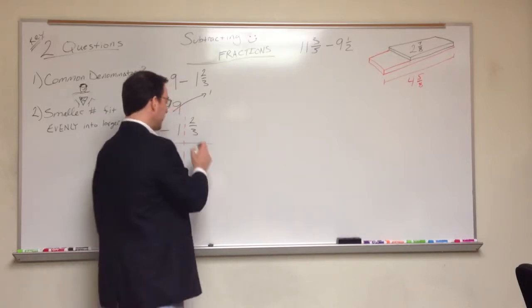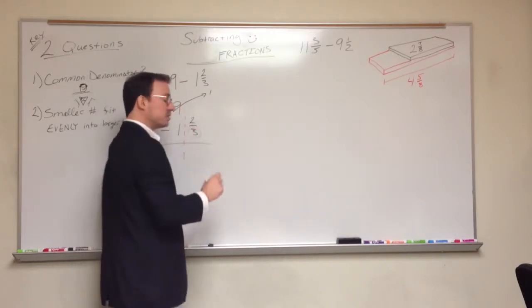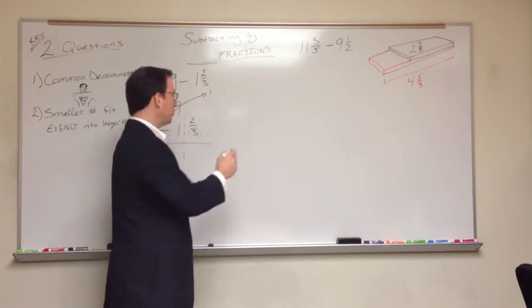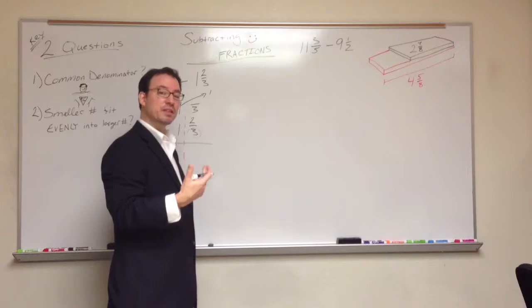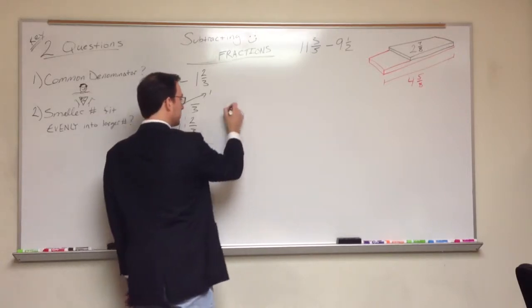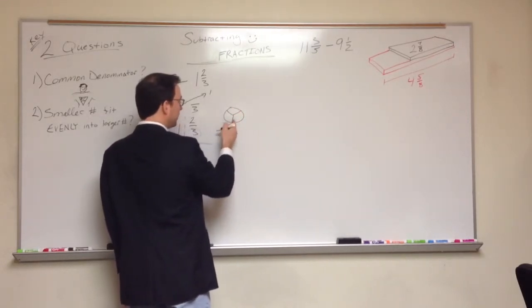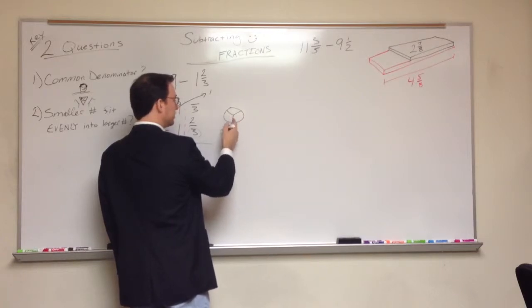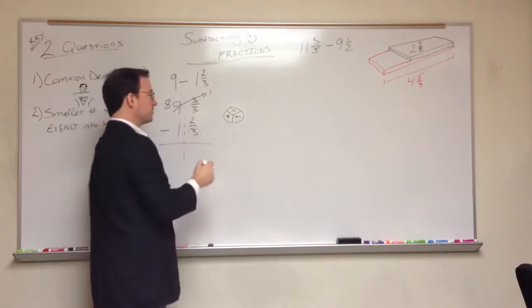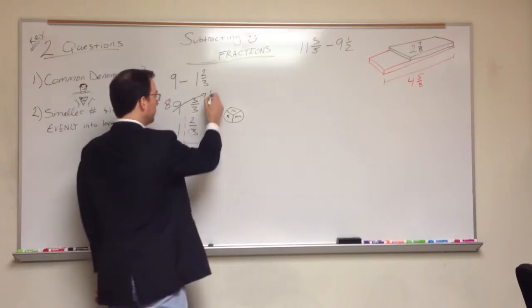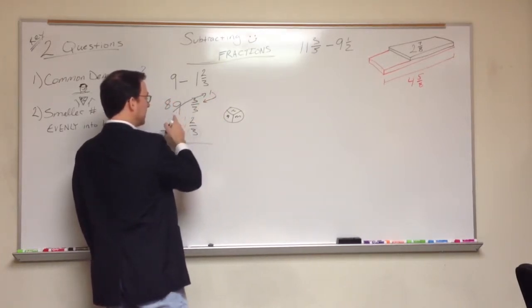And the fraction that we happen to be using right now is thirds. So we need to change that 1 into some kind of thirds. So how many thirds is 1? Well, if you have something split up into thirds, how many pieces of these thirds make the whole thing? We got 1, 2, 3. So 3 thirds equals 1. The same 1 that we borrowed from the 9.